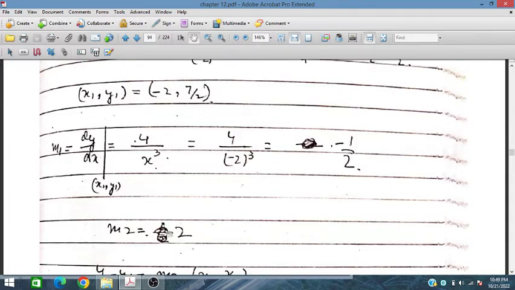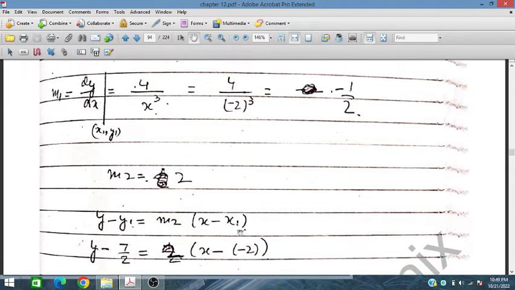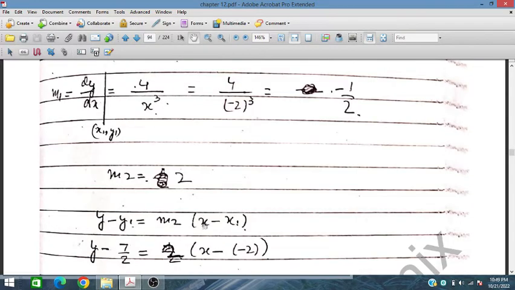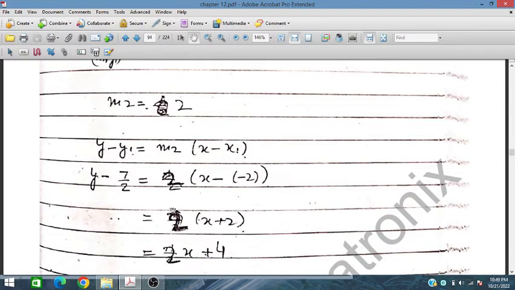This is the gradient of the tangent line, the equation of tangent. So the gradient of the normal would be plus 2. So in place of the normal gradient, we will place this value, and x1, y1 is already known. So we place this here accordingly, and get this.